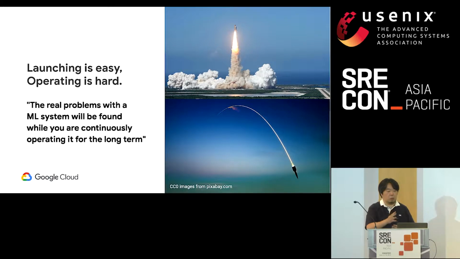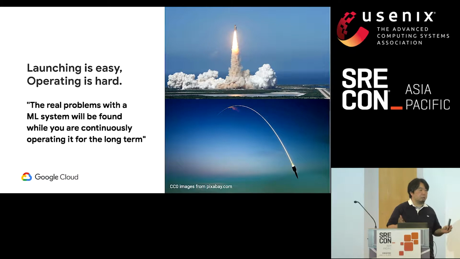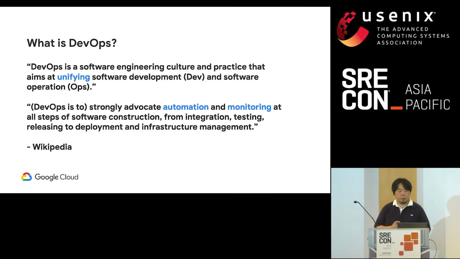The real problem with machine learning would be found while you are continuously operating it for like 5 years or 10 years. Not many people have been operating machine learning-based systems for over 10 years, but Google did that. And we have collected many different learnings and practices to do that. So we thought that the idea of DevOps could also be applied to machine learning-based production systems.